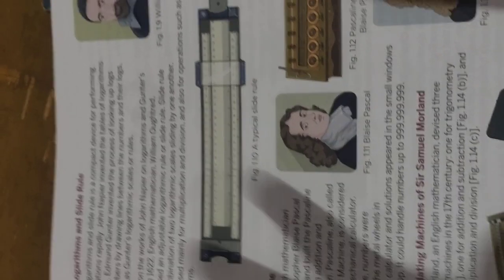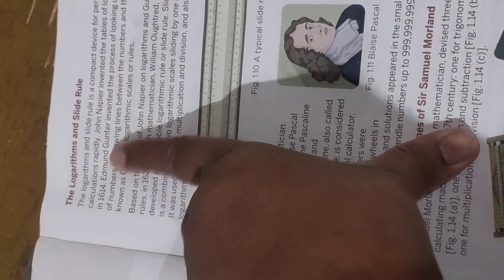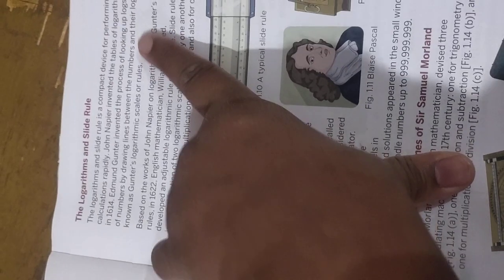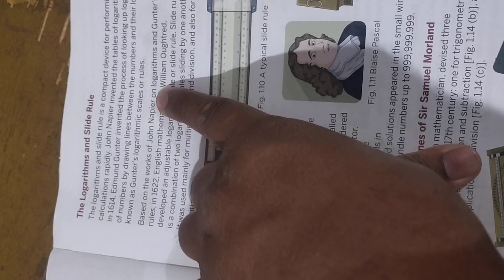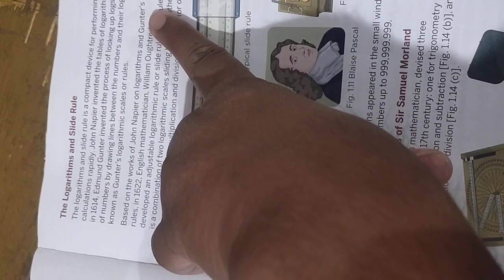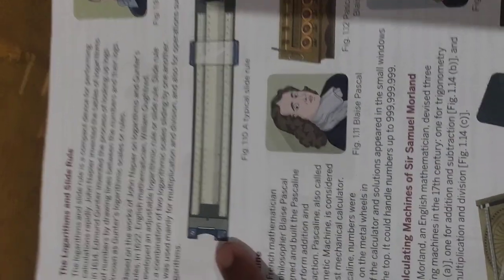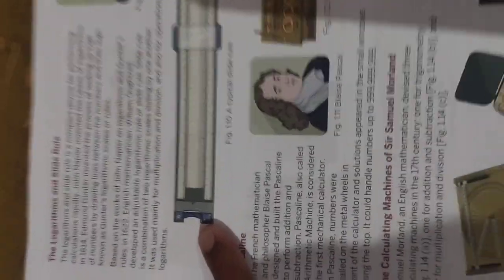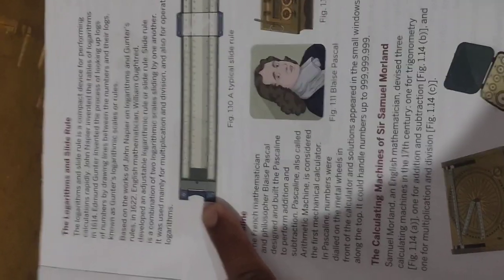So we have to understand this device only. This is the picture of that device. It was developed by this personality, Edmund Gunter, who invented the process of looking up logs. Okay, so it is also based on the work of John Napier on logarithms and Gunter's work. So we have to understand that this device is used to find logarithms, which we will learn in further classes in future.